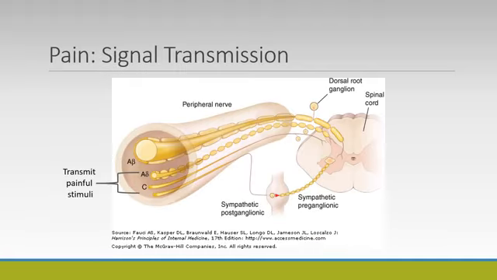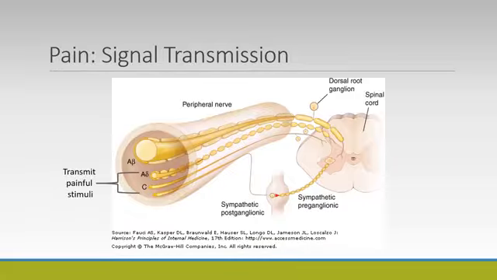Now, looking at how that signal is transmitted from the periphery up to the brain, we can see here a little diagram that shows us a variety of different nerves. On top, that's our A beta fiber. You can see that it's a myelinated fiber, so that would be one that would innervate skeletal muscle. But the two that we're going to focus on are the A delta and the C fibers.